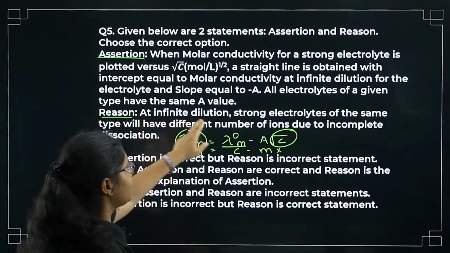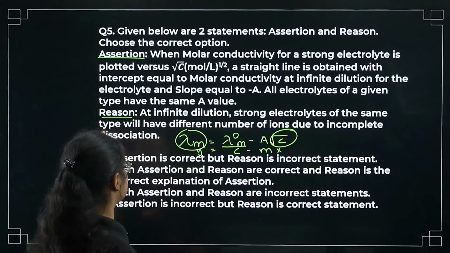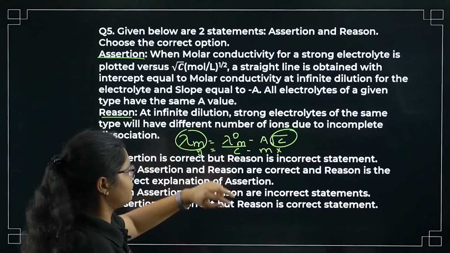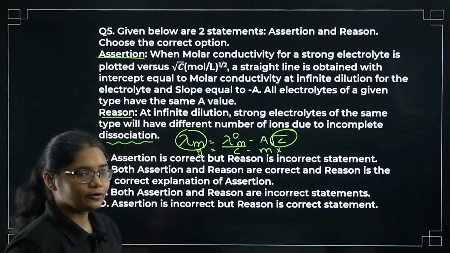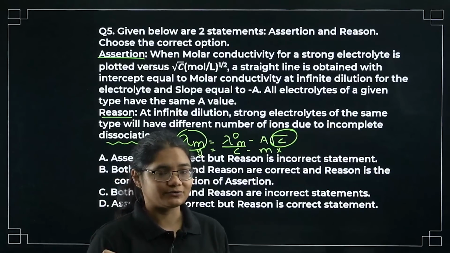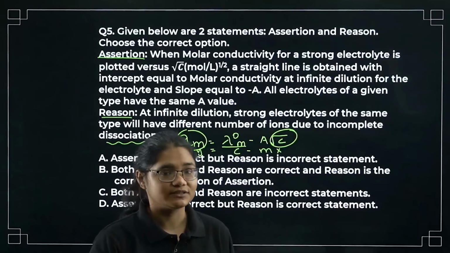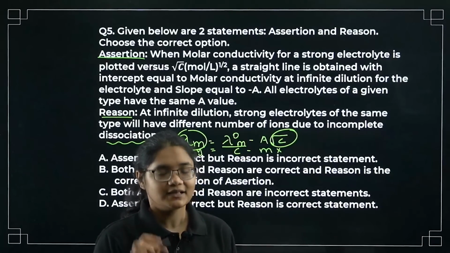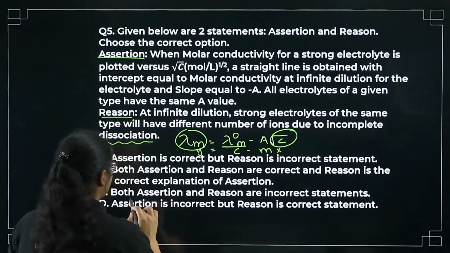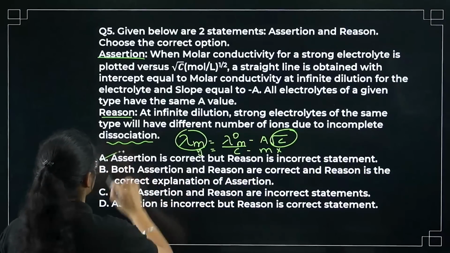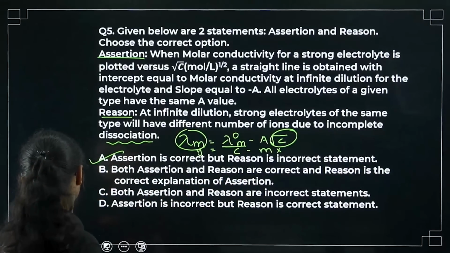Now the reason says that at infinite dilution, the strong electrolytes of the same type will have different number of ions due to incomplete dissociation. Now you see, strong electrolytes always undergo complete dissociation. There is no incomplete dissociation in case of strong electrolytes. So that is why the reason is definitely wrong. So the assertion is correct, but the reason is incorrect. Option number A is the correct answer.